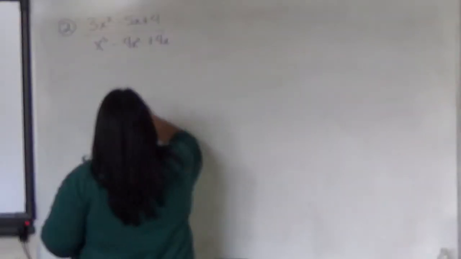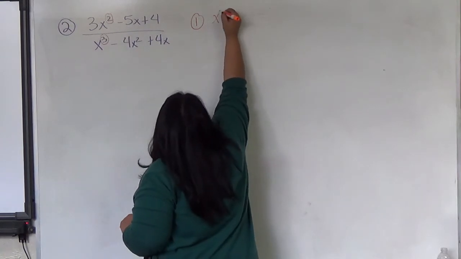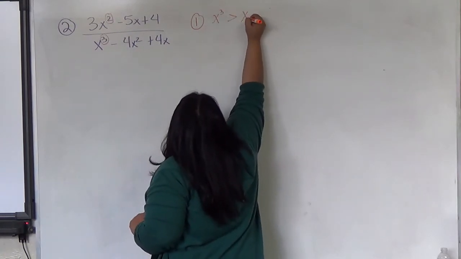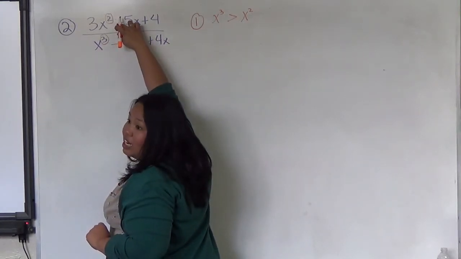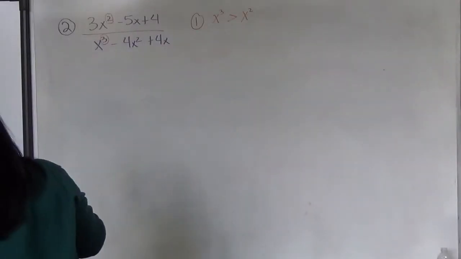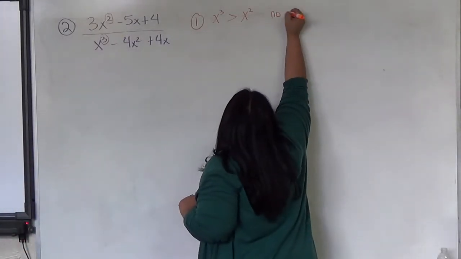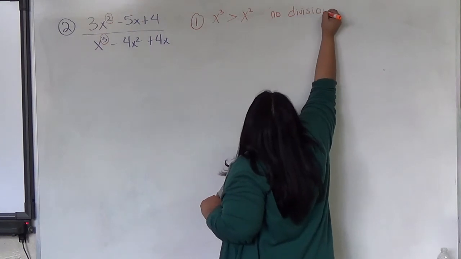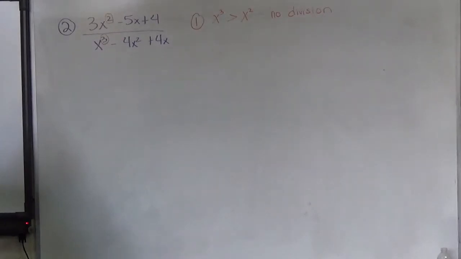So in this case, my first step is to see that x cubed is greater than x squared. Because the bottom is greater than this, then it is an improper fraction. Right? No. Sorry. It's a proper fraction. So this is no division necessary. And it has to be greater, because this one was equal. Yes. So even if it's equal, I still have to do long division. Do we understand? Okay, so that was my first step.